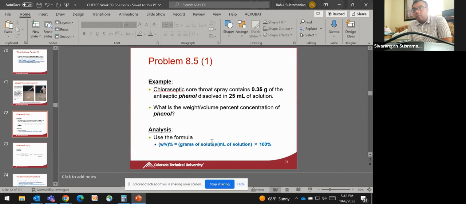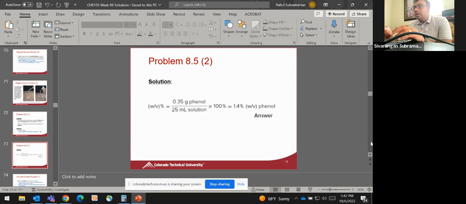What is the weight per volume? It's simple math. You just take 0.35 grams, divide that by 25 mL. But in order to do weight per volume, you have to multiply it by 100%. So 25 goes in 100 4 times. 4 times 0.35 gives you 1.4. And the strength or the concentration becomes 1.4% weight over volume. You have to absolutely mention what units you're tracking. Simple.